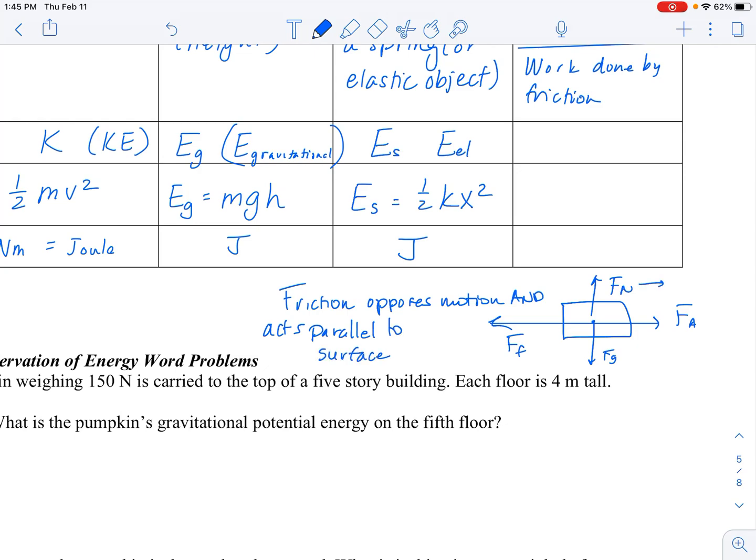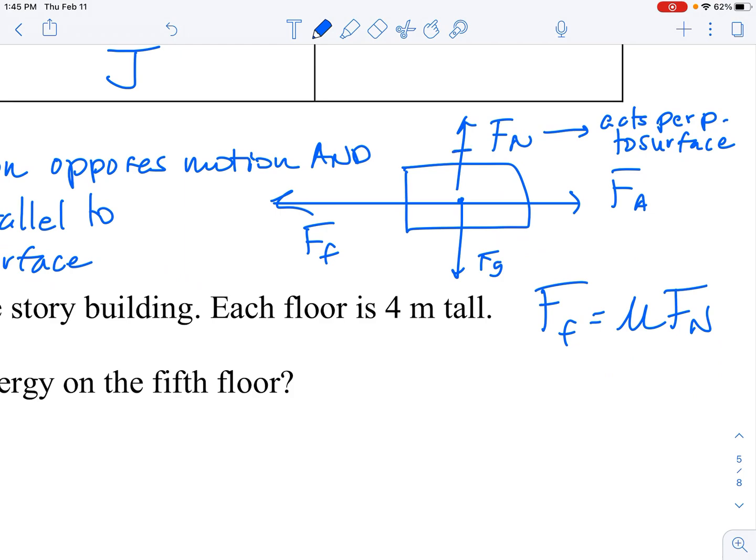The normal force here acts perpendicular to the surface, or at a right angle. And the formula for the force of friction is mu times the normal force. Now, on a flat surface, the normal force and the force of gravity are equal and opposite. So in this scenario, I can replace the normal force with Fg, which is mg. So on a flat surface, the force of friction is mu times m times g.